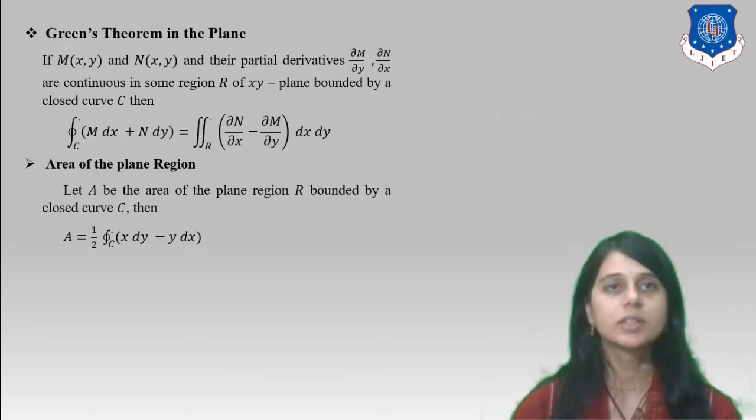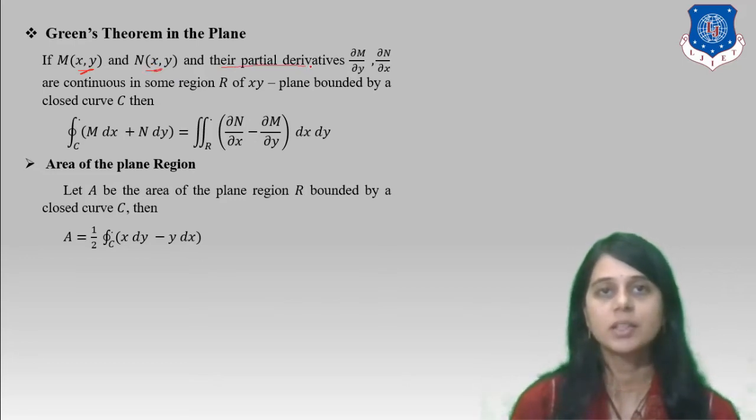First of all, what is Green's theorem? The statement of Green's theorem is: if M of x,y and N of x,y and their partial derivatives del M by del y and del N by del x are continuous in some region R of the xy plane, bounded by the closed curve C, then the integral over C of M dx plus N dy is equal to the double integral over region R of del N by del x minus del M by del y dx dy. So this is the original statement of Green's theorem.